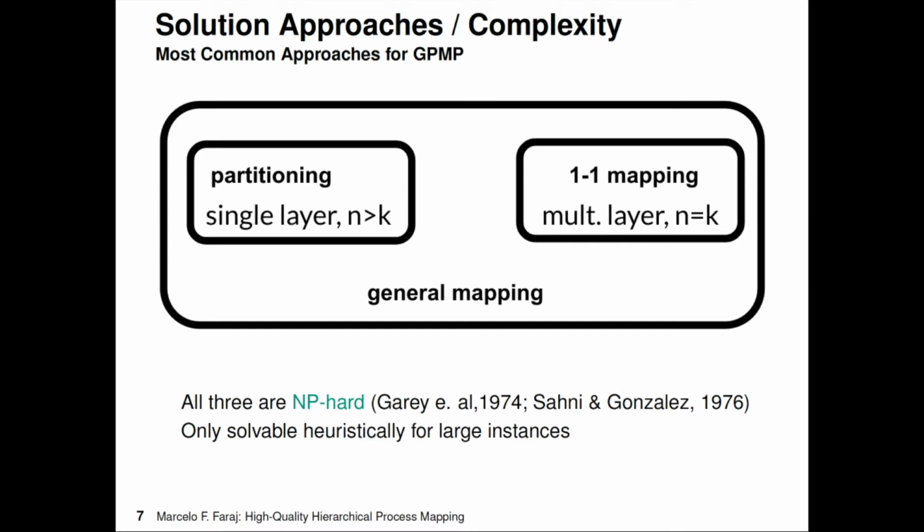Let's take a closer look at these three problems: partitioning, one-to-one mapping, and general mapping. As this picture shows, partitioning and one-to-one mapping are special cases of the general mapping problem. Partitioning is simply a general mapping problem with a single layer, in which the number of nodes in the communication graph is larger than the number of processing elements. The one-to-one mapping is simply a general mapping with multiple layers, in which the number of nodes in the communication graph is equal to the number of processing elements. These three problems are NP-hard, so they are only solvable heuristically for large instances.